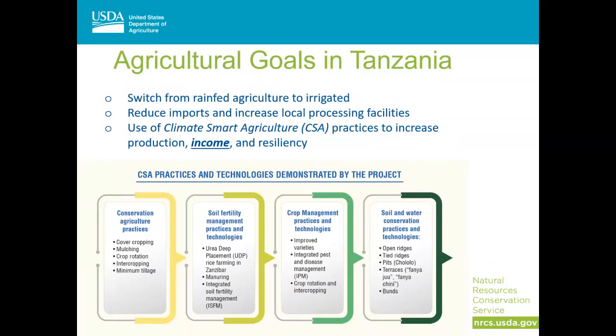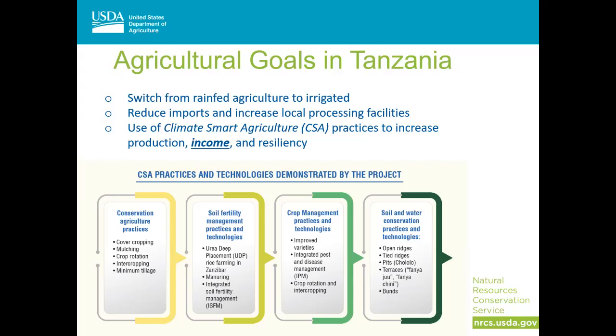Some of the goals that the government has for agriculture in Tanzania are switching from rain-fed agriculture to irrigated. So their rainy seasons are getting less predictable. Storms tend to be more intense and less frequent. And so where they used to rely on rain-fed agriculture, they're trying to switch over to irrigated in a lot of areas. They're also focusing on reducing imports and increasing local processing facilities.